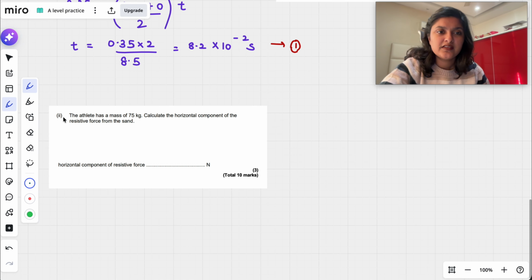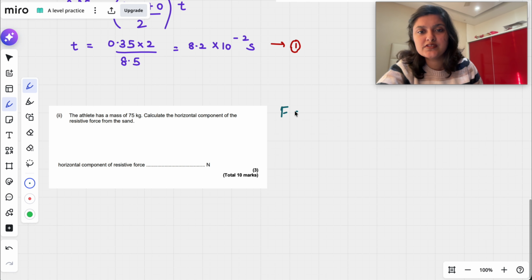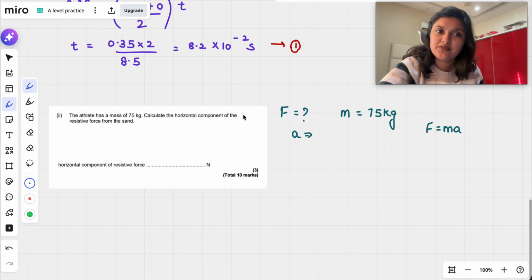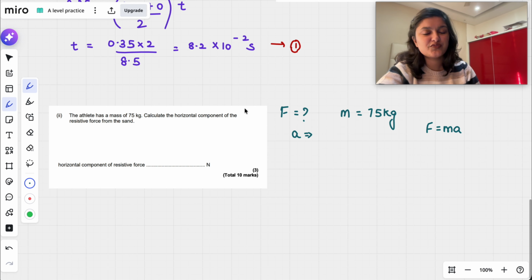Let's move ahead. They have given you the mass of athlete and we have to calculate the horizontal component of resistive force. So for this part, what you need to find is the force. You're given the mass. And what is the mass? Mass is 75 kilogram. So how can you do that? If you find acceleration, you can use Newton's second law, which is force is equal to mass times acceleration. So acceleration, how can you do that? We know the time, we know the initial velocity, we know the final velocity. That can help you to find acceleration.